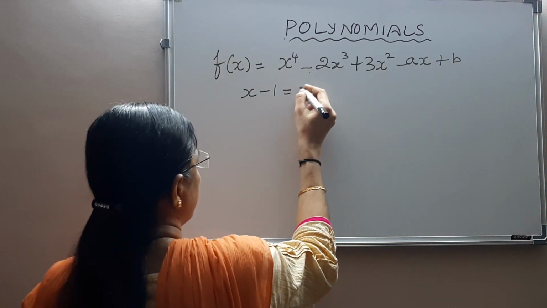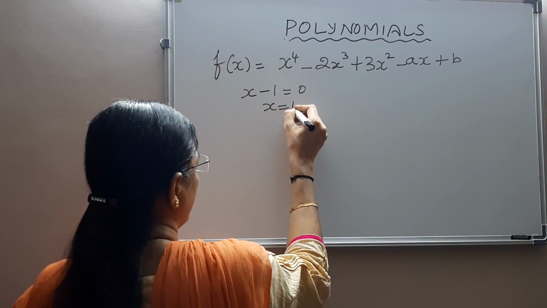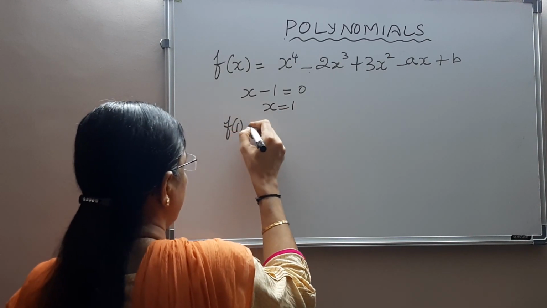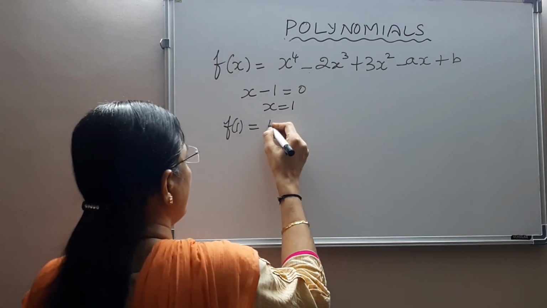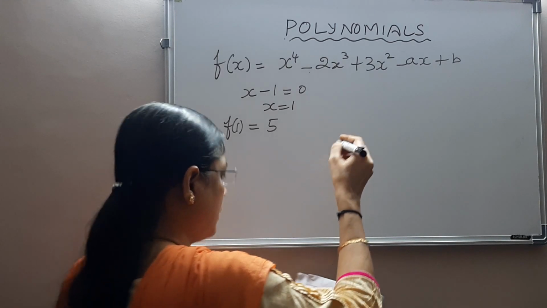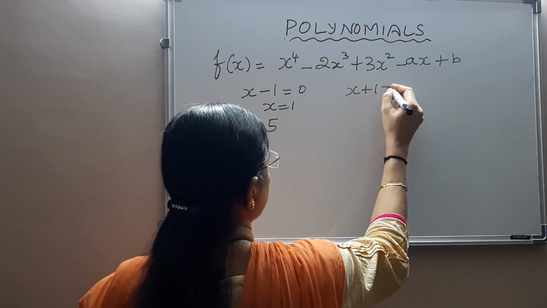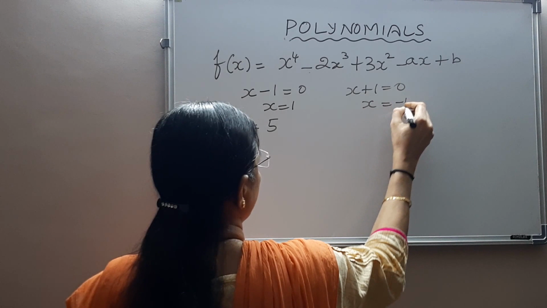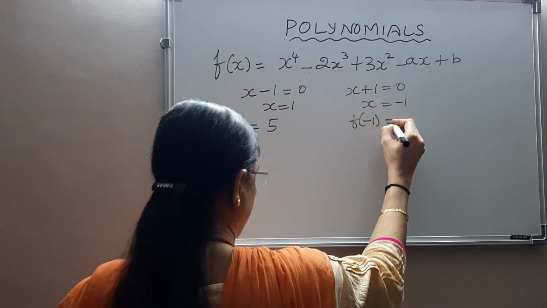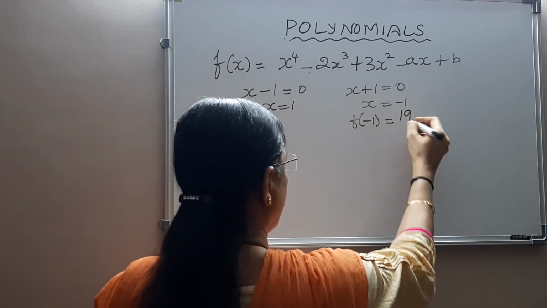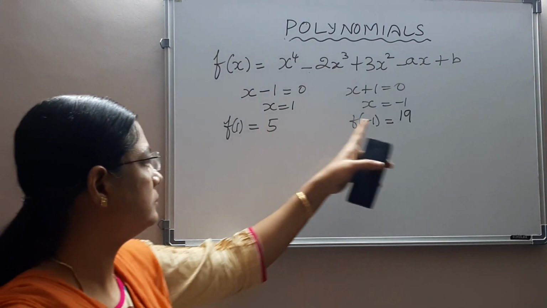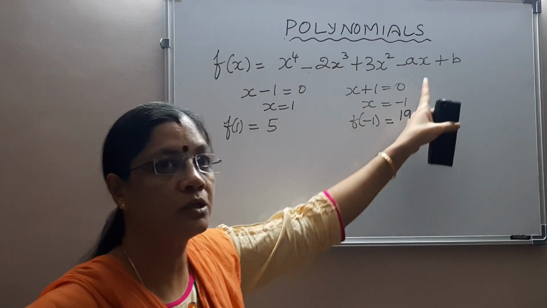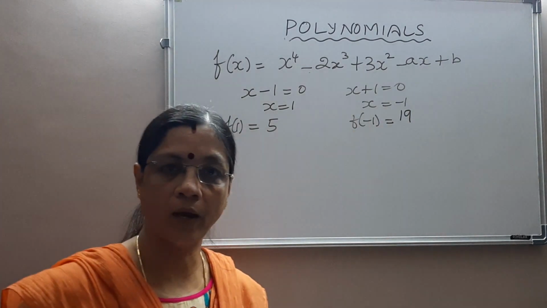So for x minus 1, I have x is equal to 1. So what is f of 1? It leaves a remainder 5. Okay. Then when it is divided by x plus 1, that is for f of minus 1, it leaves a remainder 19. Now as I said, you have two conditions to solve for the values of a and b.